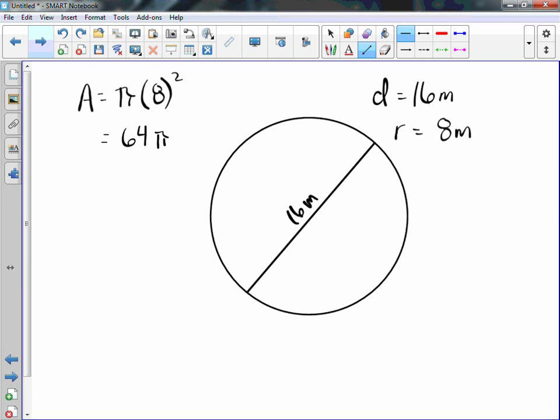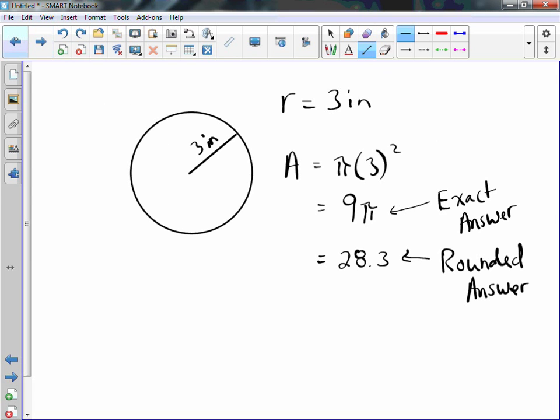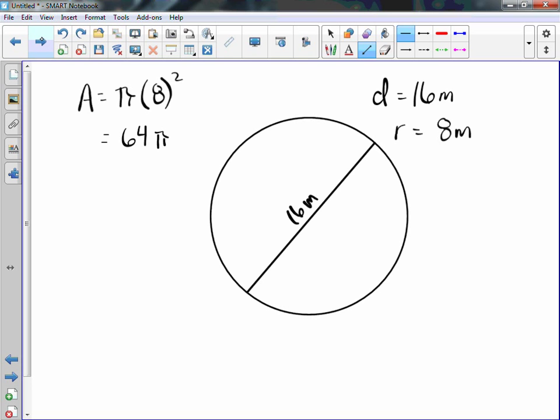Oh, you know what? I forgot the label on this one, on both these answers. Let's go back here a second. 9 pi inches and 28.3 inches. Sorry about that, skipping around.